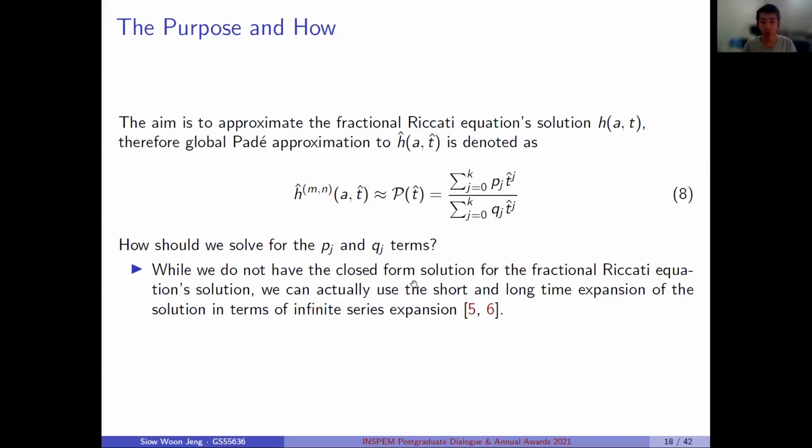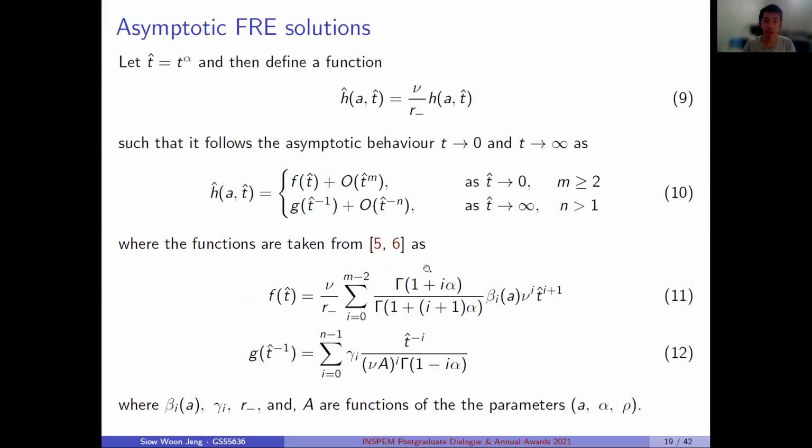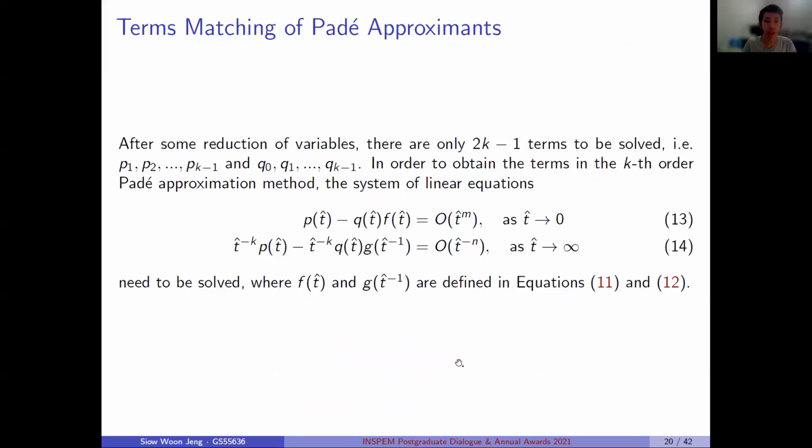While we do not have the closed form solution for the fractional Riccati equation solution, we can use the short time and long time series expansion of the solution in terms of infinite series expansion. The infinite series expansion is defined as follows: equations 10, 11 and 12. Equation 11 is the short time expansion, whereas equation 12 is the long time expansion. So to solve for the Pj and Qj terms, we can match the terms such as in equations 13 and 14 when the time goes to 0 and time goes to infinity.